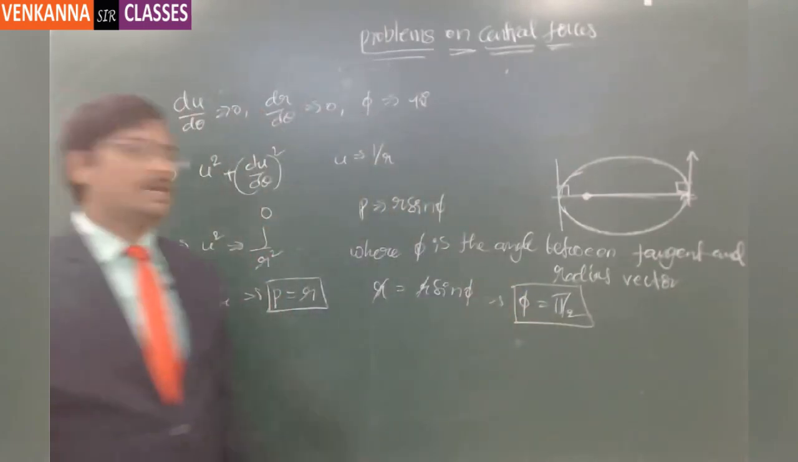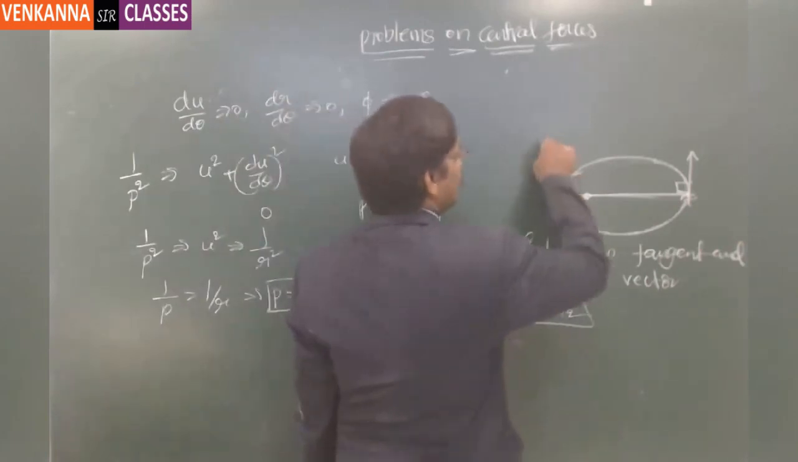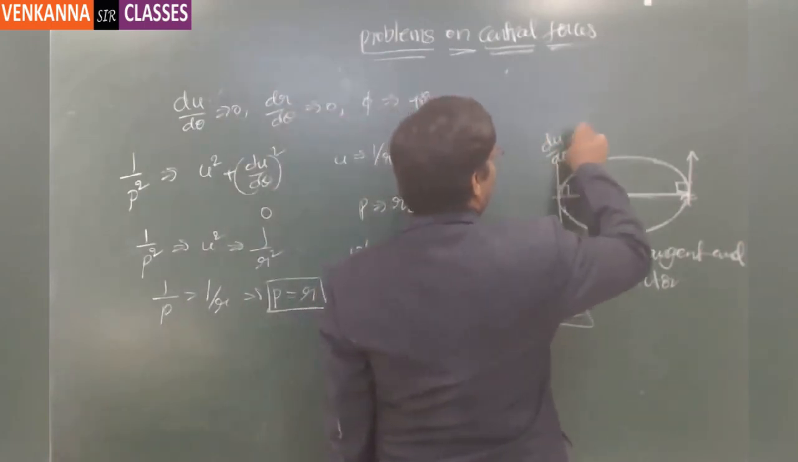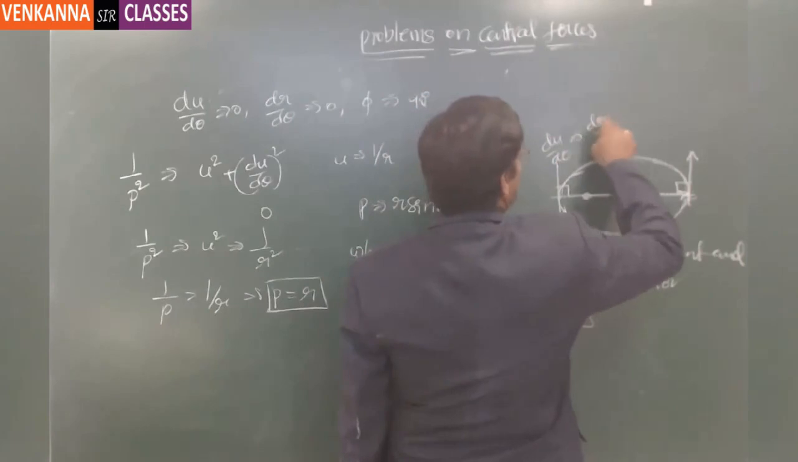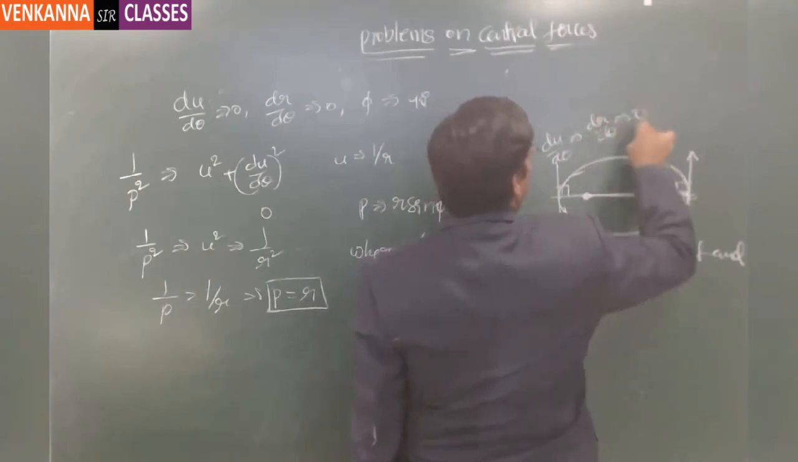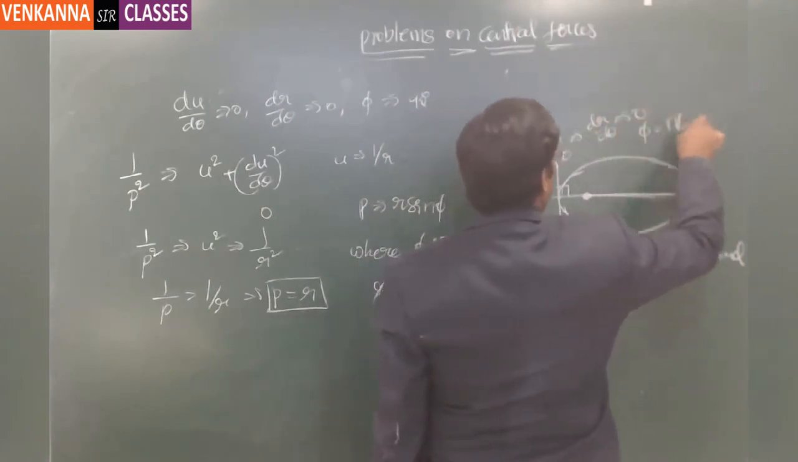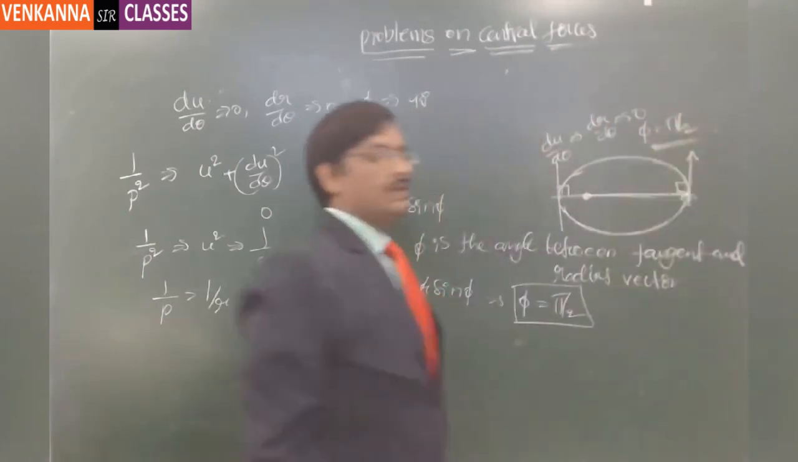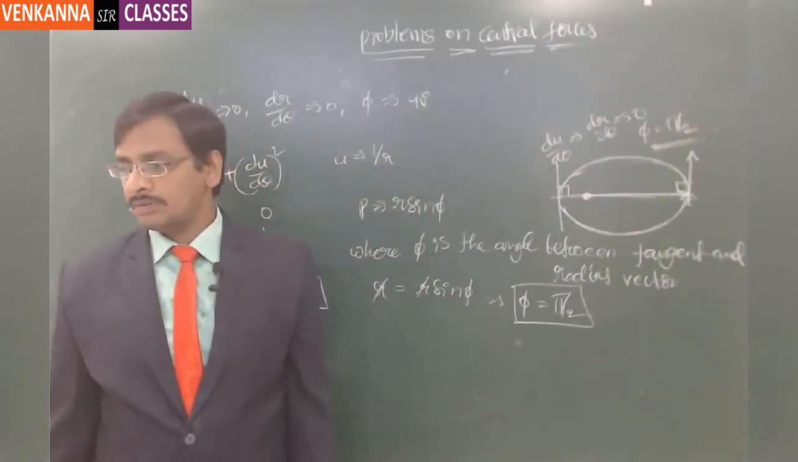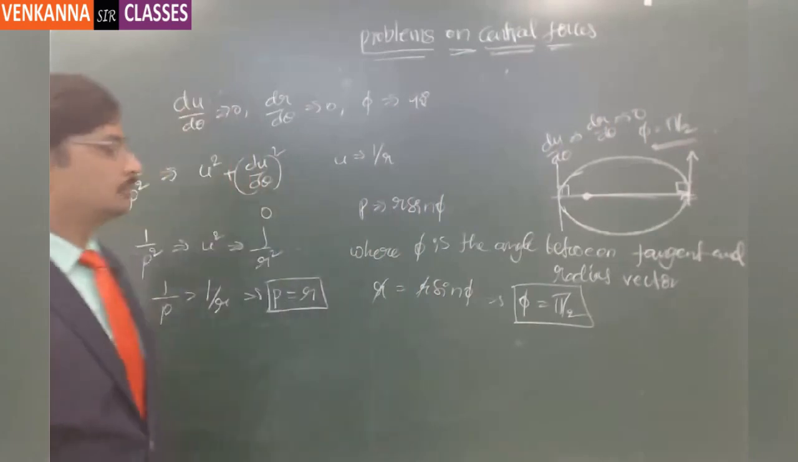Got it? So at apse, the values of du by d theta and dr by d theta equal 0, and phi will definitely be 90 degrees. This is the condition of apse. Got it? So you can note down this.